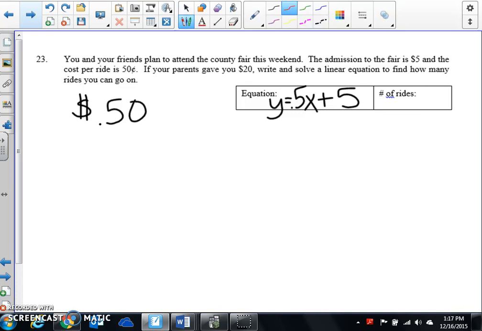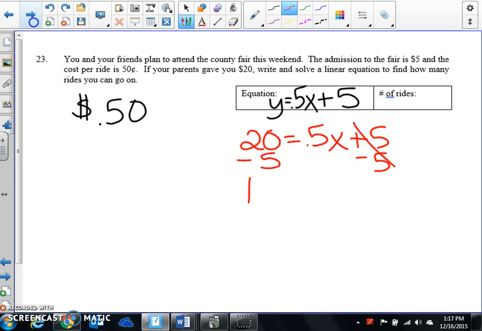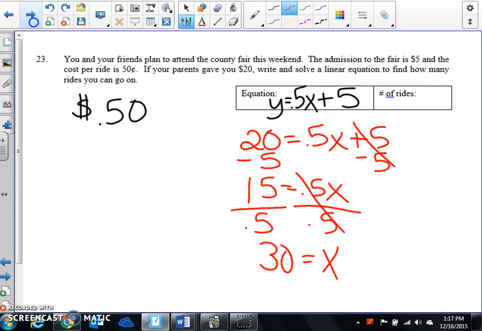That's my equation. To find out the number of rides, they gave me $20. So y is 20. I subtract 5, leaving me with 15 equals 0.5x. Divide by 0.5 on both sides. x equals 30. So 30 rides.